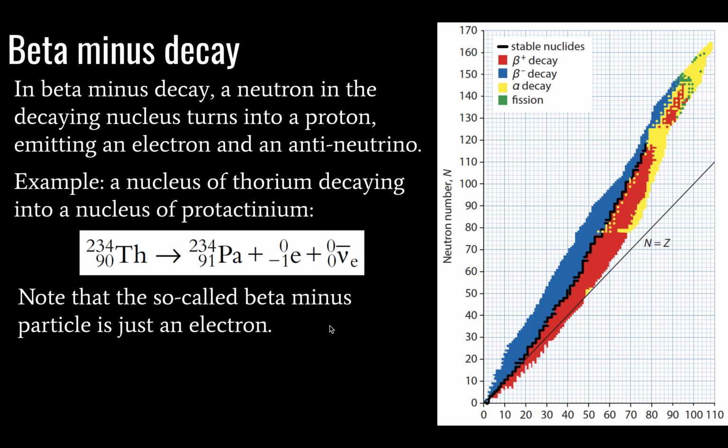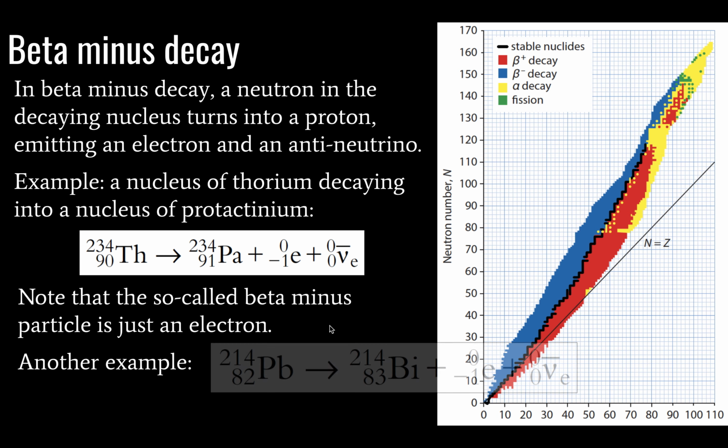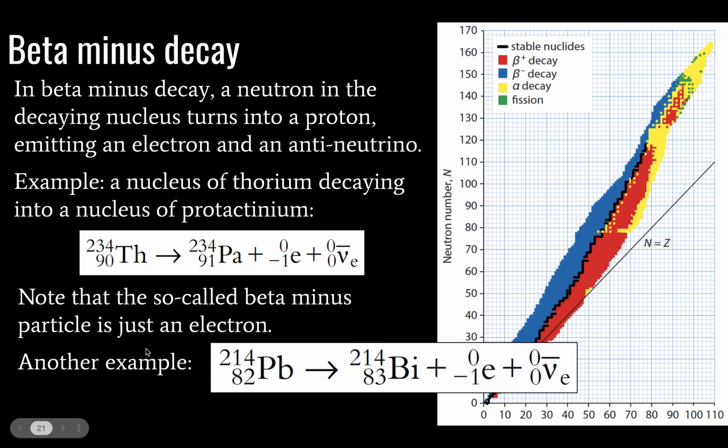So our beta minus particle is just an electron. Okay. So now we have 2 types of radiation. We have alpha, a helium nucleus, and beta minus, an electron. Okay, cool, done. Okay, here's another example.